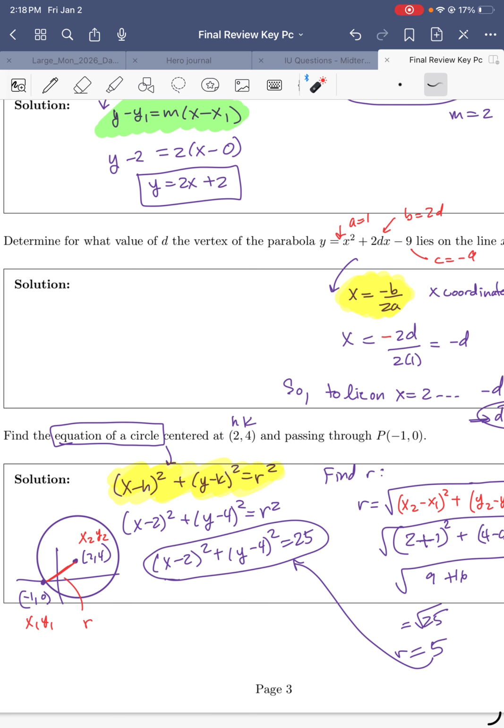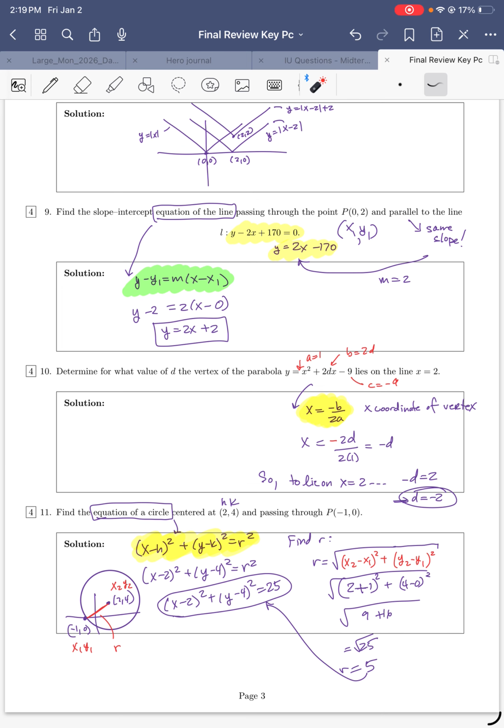But then going through the point just means I need this radius. So if I'm going through this point and that's my center, then this distance is my radius. So we use the distance equation, which is wonderful to have memorized. And I get r is equal to 5. So that means r squared is 25.